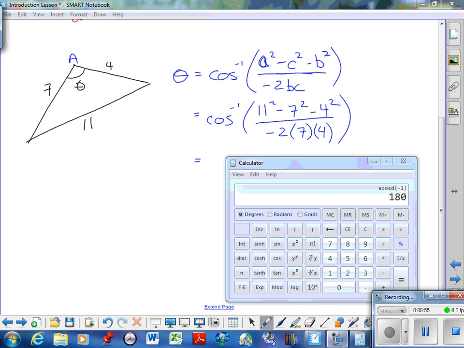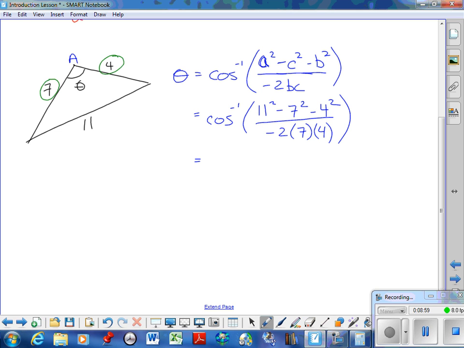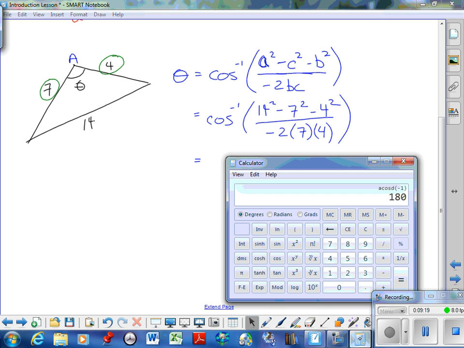If you'll notice 7 and 4, right here and here, they actually add up to 11. So that means the angle would have to be 180 degrees. So let's fix this up somehow. The easiest way to do that, let's change that 11 to a 14. That should be minimal disruption on your page. I'm going to change one number in the question and in the answer here. So let's try that one more time. Kind of funny. Should have seen that.